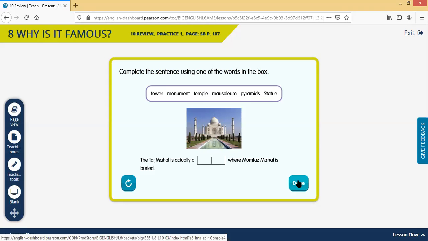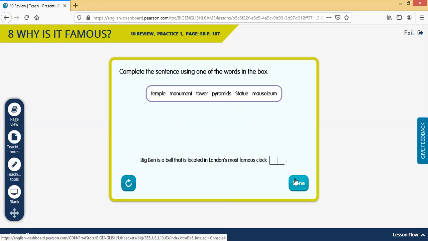Next, the romantic place of India. We have the Taj Mahal is actually a blank where Mumtaz Mahal is buried. So we're gonna call this a mausoleum, a place where we have some people buried. They are resting there after life. So that's a mausoleum, that's the Taj Mahal. This is part of your vocabulary. Now Big Ben. Let's see here.